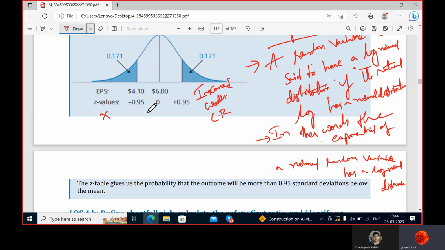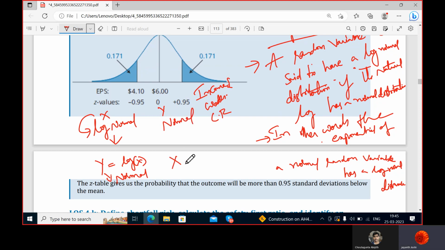I'll make a chart x y. Let's say x is log normal, which implies y is equal to log x, that is normal. That means if x is log normal, log of that is normal, correct? Just a second. What did I say? If x is log normal, log of this x, which will give me y, will follow normal distribution. And if y is normal, x would be exponential of y. That will be log normal. Just make a note of this. We'll move forward.